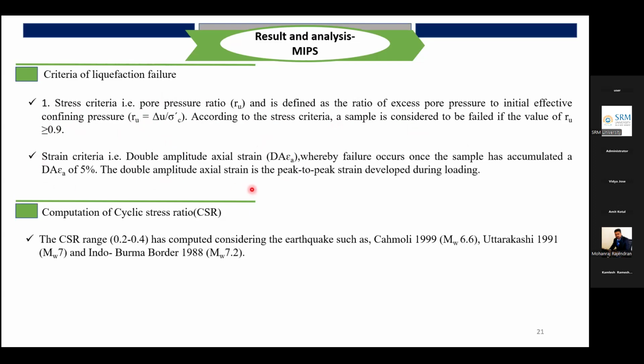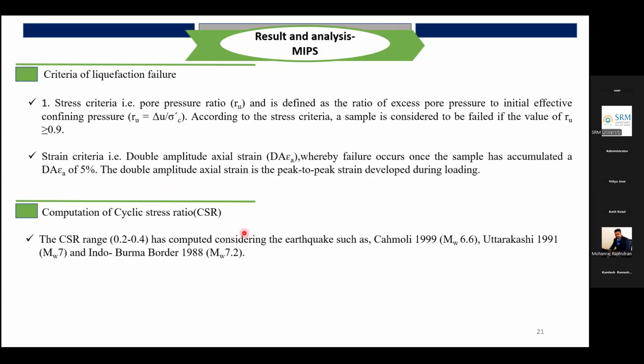Whereas the strain criteria is the double amplitude axial strain, DA epsilon A, whereby failure occurs once the sample has accumulated a DA strain of 0.5%. So the double amplitude axial strain is the peak-to-peak strain developed during the cycles. Anyway, you can see the subsequent slides about this mechanism.